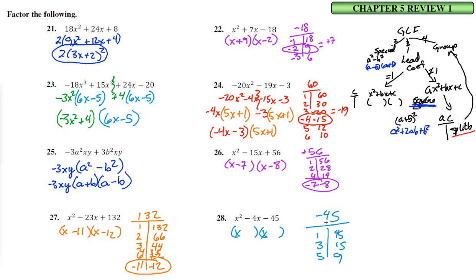So add up to a negative 4. Now this is a negative 45, so these are opposite of each other. Looks like we'll have to have a negative 9 and a positive 5. Yeah, there we go. So positive 5 and negative 9. They actually times to a negative 45, add to a negative 4. So if you multiply this out, that's exactly what you get. Excellent.